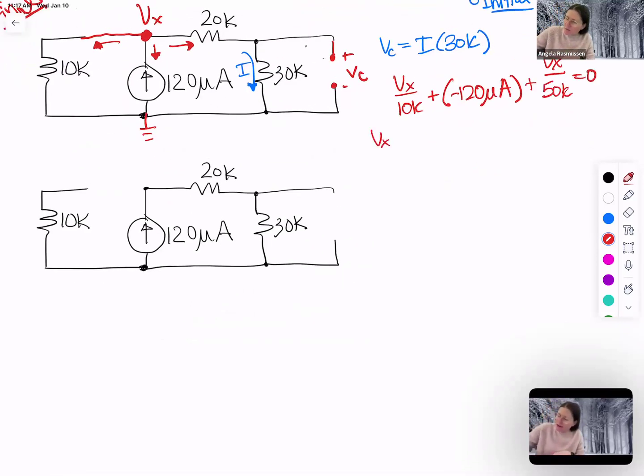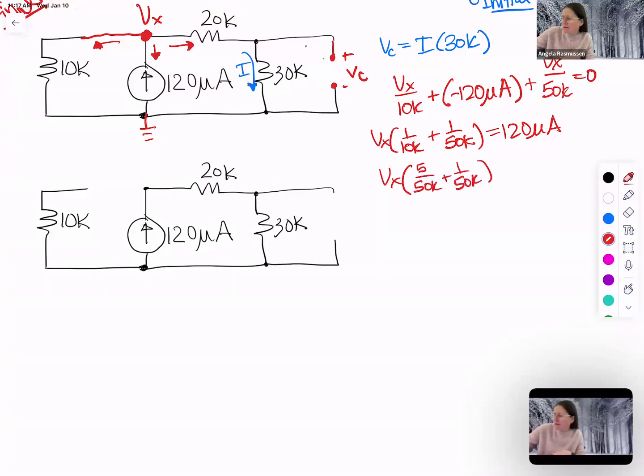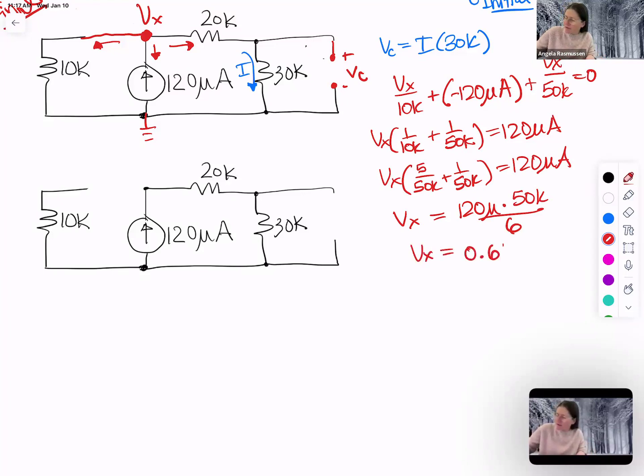And then I can combine the VX values and get a common denominator. So this becomes 5 over 50K. And then 120 micro, and then this is 50K over 6. And that becomes 0.6 volts. So this is now my final value.